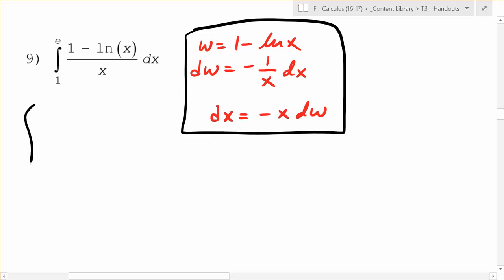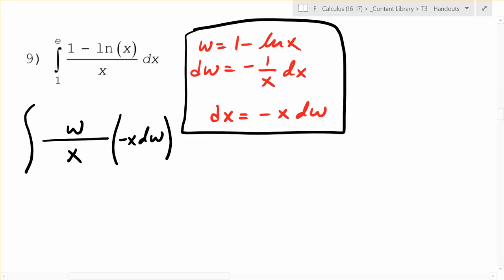Don't apologize. We want to find. Well, we want it to be negative dw. Hold on. We don't want it to be anything. We literally do what Mark just said. What do we do? Substitute. So let's substitute. So what does the fraction become on top? It becomes w. x is on the bottom, and instead of dx, what do we write? Negative x dw. Does everybody see what we did there? This was step 1, and then what was step 2? Substitute.